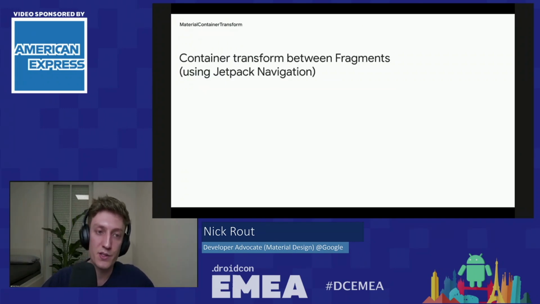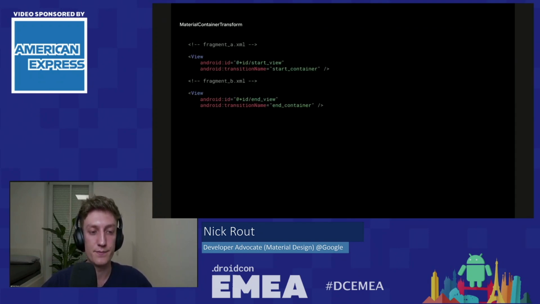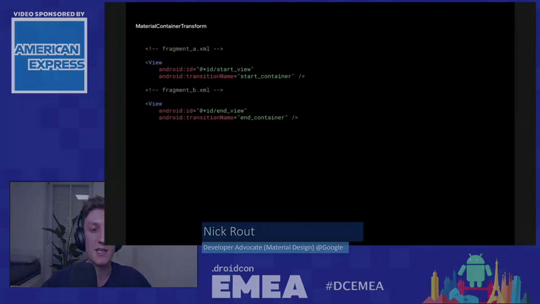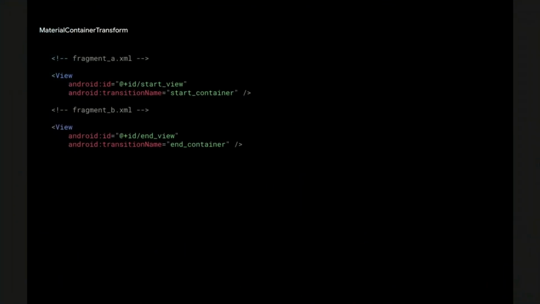Let's take a look at some high-level examples of how you might use these in some common scenarios on Android. So here I'm going to show you a container transform between fragments using Jetpack navigation. The first thing you'd want to do in your fragments' layouts is add a transition name. Here we're using start container and end container. And these two views in particular would be the ones that have the shared container that you're going to be morphing between.